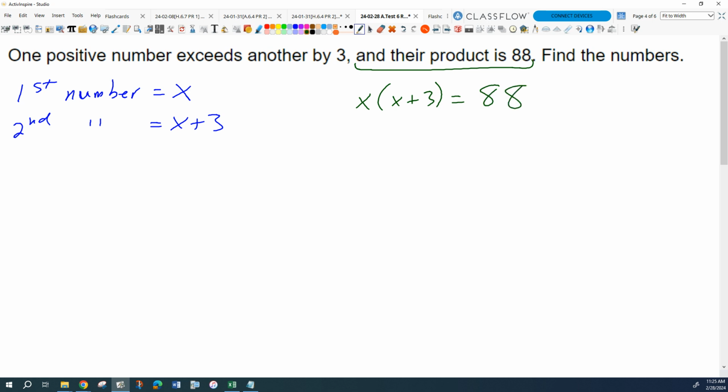Okay. So now I've got an equation. I can forget about words for a while. I can flip into math mode and just solve that thing. So what do I do to solve? I distribute, right? First thing is distribute. So I get X squared plus 3X equals 88. What's next? Okay, good. I've got to get it in standard form, so I'm going to subtract the 88 to the other side.